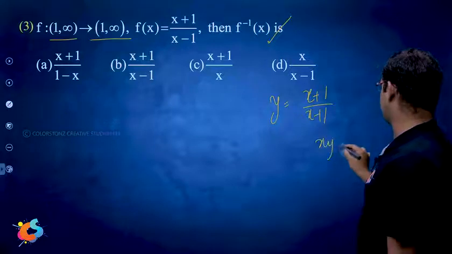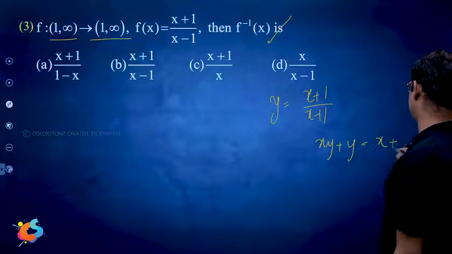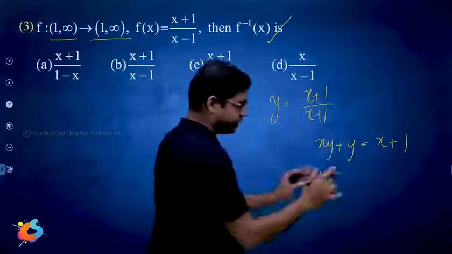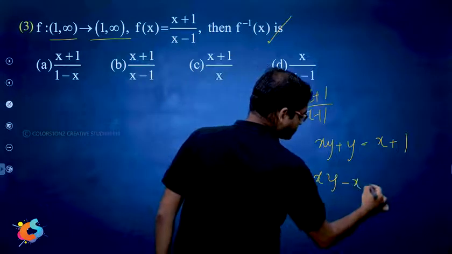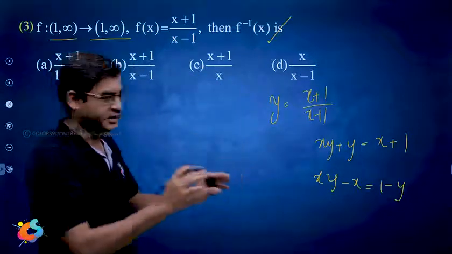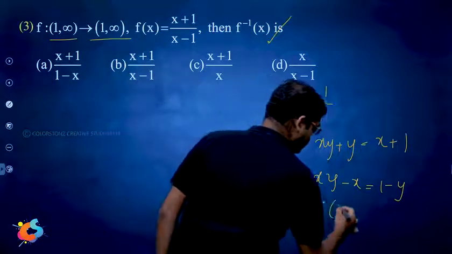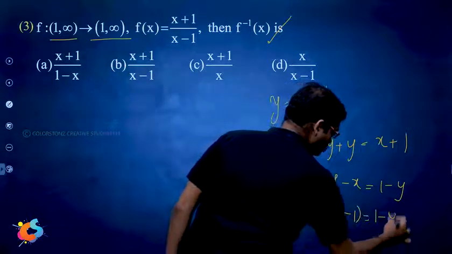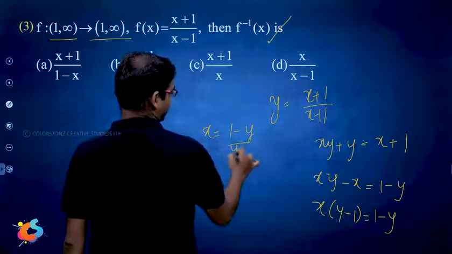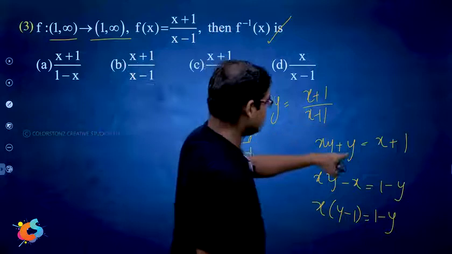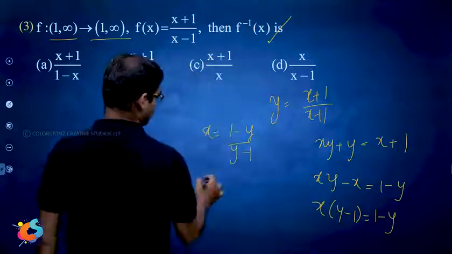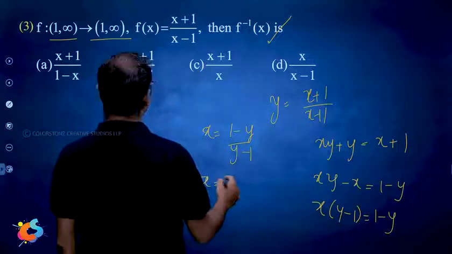Very simple. So just find x in terms of y. So xy plus y is equal to x plus 1. So from here, get x terms on one side and everything else on the other side, because I want x is equal to something, x as a function of y. So x should be on the left hand side and everything else should be on the right hand side. So 1 minus y by y minus 1. I hope it is clear. So 1 minus y, and x into y minus 1. So from here we are getting this is 1 minus.